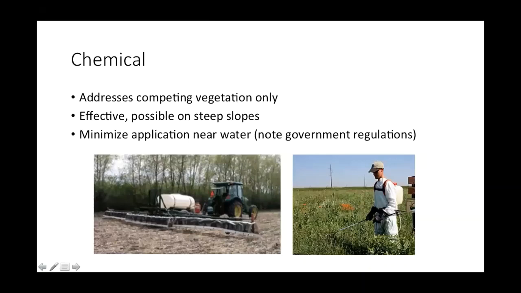Another option for mechanical site prep is chemical, which you can use to beat back competing vegetation. It's more doable on steeper slopes because you're not physically opening up the soil. But I would recommend minimizing application, especially near water, due to government regulations. And in general, I have to say we haven't used chemical very much. We found mechanical to be the standard that we use, and we try other techniques as well. It's just a thing that we tend to avoid, particularly around water, because there are regulations about that. The Alberta government has regulations that should be followed there.